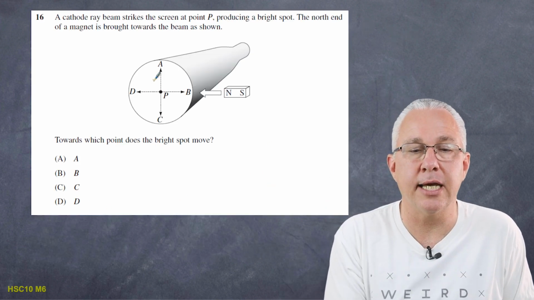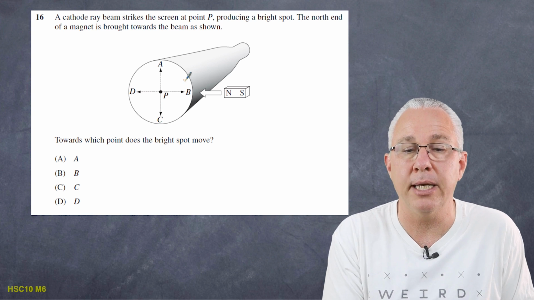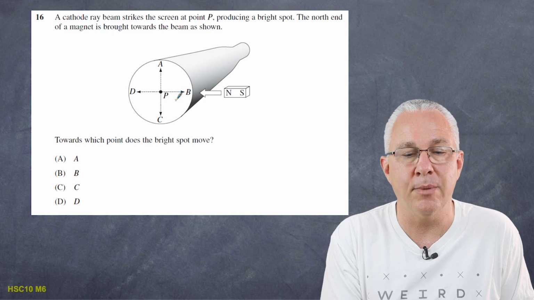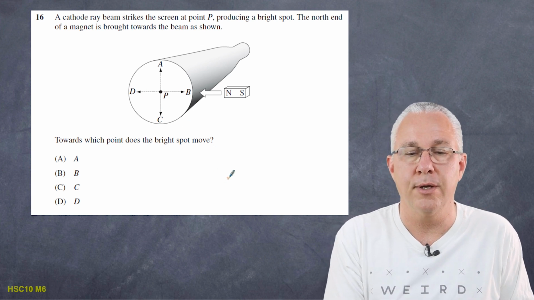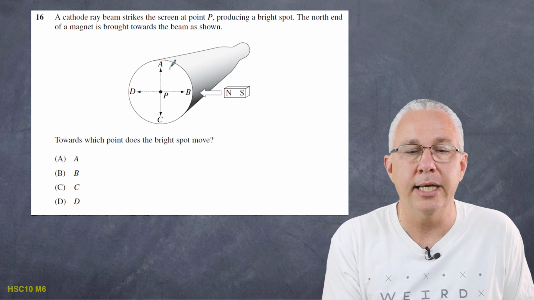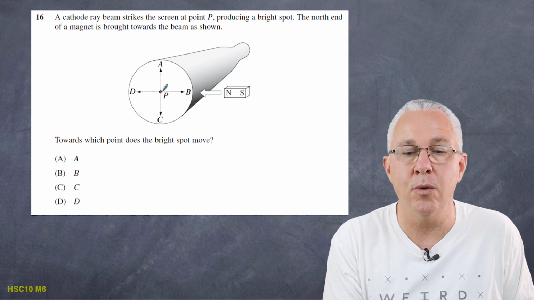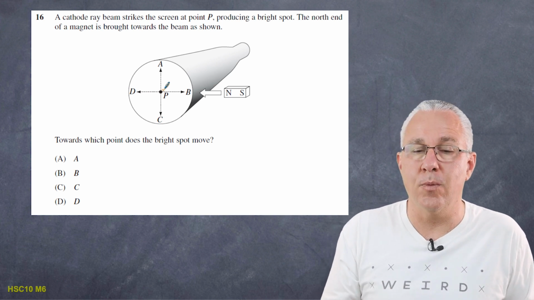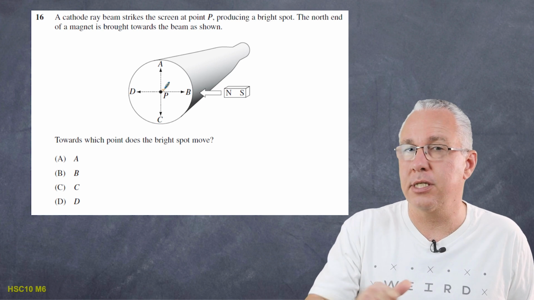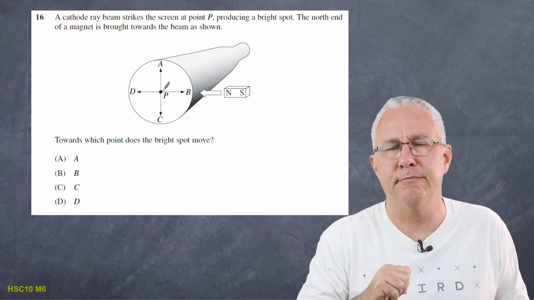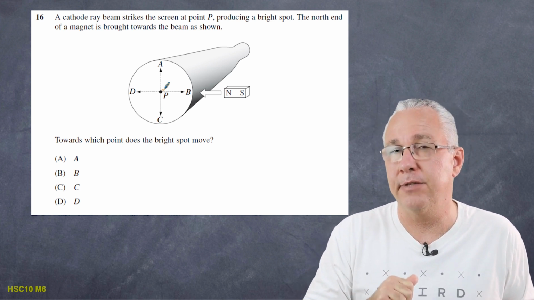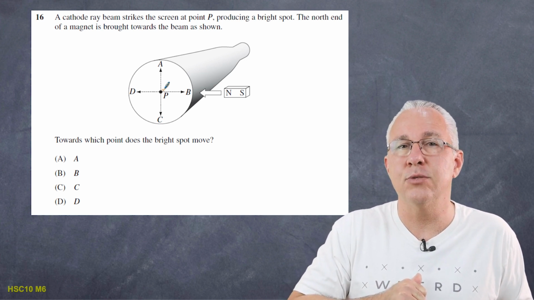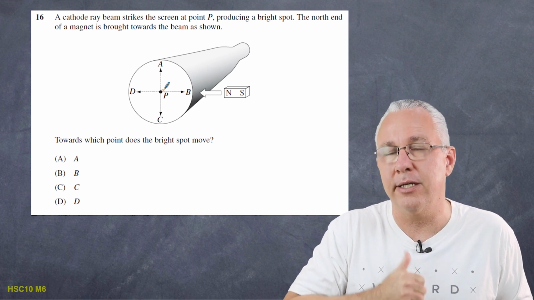Question number 16. A cathode ray beam strikes a screen at point P, producing a bright spot. The north end of the magnet is brought towards the beam, and then we're asked, which way does the spot move? All right, there's a couple of things going on here. It's a cathode beam, so we know these are electrons coming out. So I want you to do this yourself. What we have, first of all, is electrons coming towards us from your perspective. But remembering electrons are negatively charged, we know straight away that the conventional current is in the opposite direction.